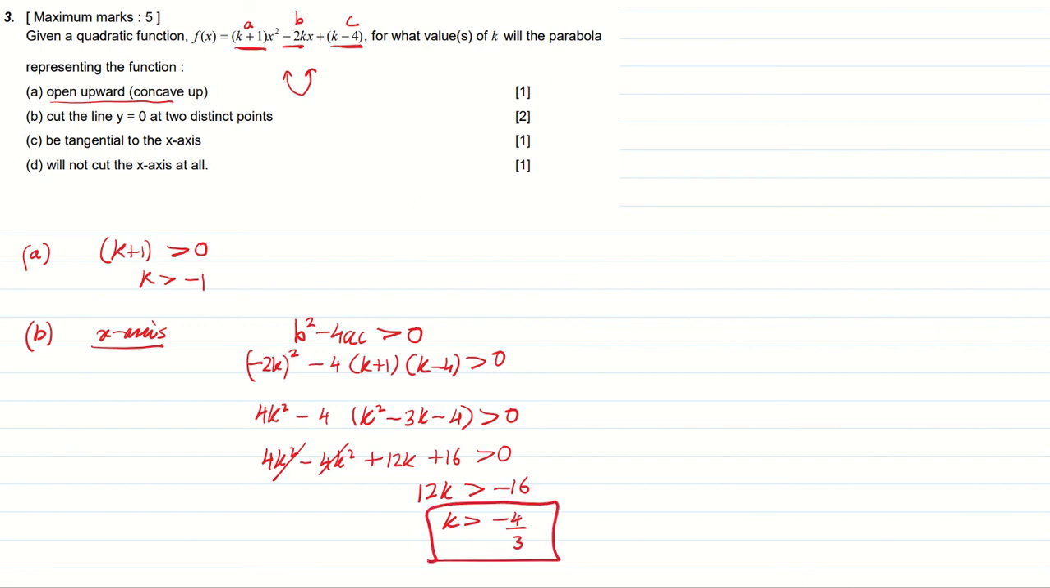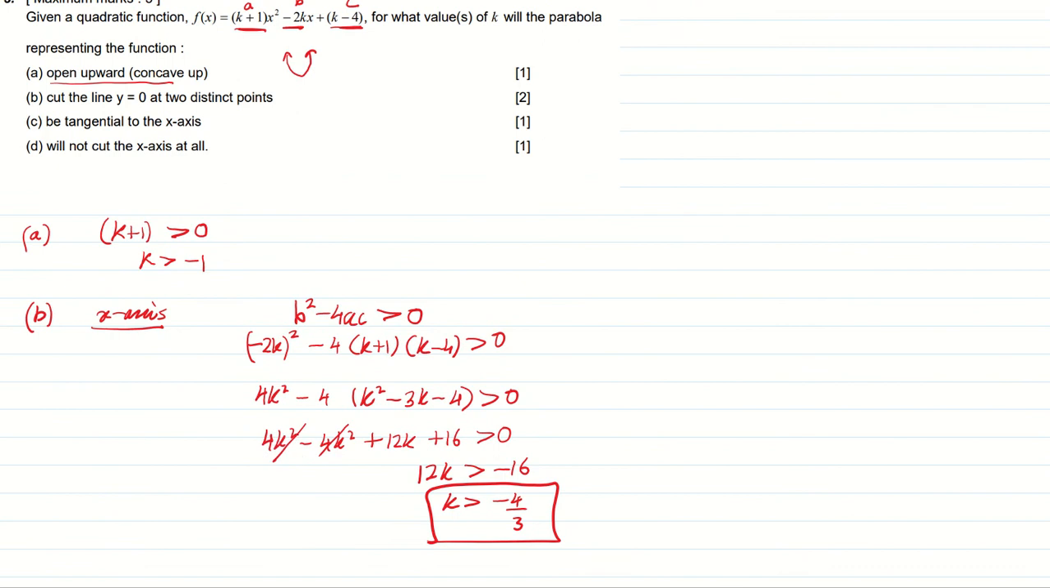But remember, for the quadratic to exist, a cannot be 0. So your a, which is k plus 1, cannot be 0 for the quadratic to exist. So k is not equal to minus 1. So if your k is greater than minus 4 by 3, at the same time, your complete answer would be k is greater than minus 4 by 3, and k is not equal to minus 1. This is my complete answer. So if you are getting this 2 marks, you have to mention this as well. Otherwise, you just get 1 mark.